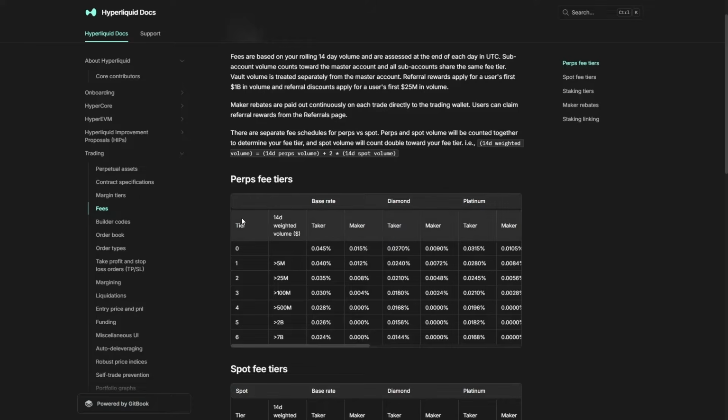So there are different fee tiers depending on your weighted 14-day volume, so keep that in mind. And now we have the maker and the taker fees. The maker fees refer to your limit orders and the taker fees refer to your market orders. So when you are placing an order, if you place a market order, you will be paying this taker fee, and if you place a limit order, you will be paying this maker fee.